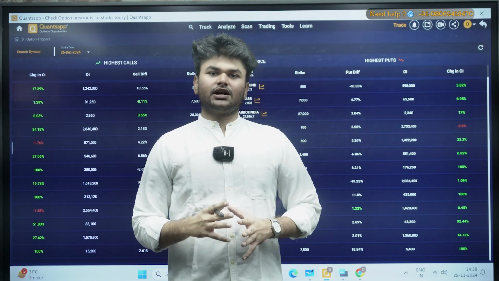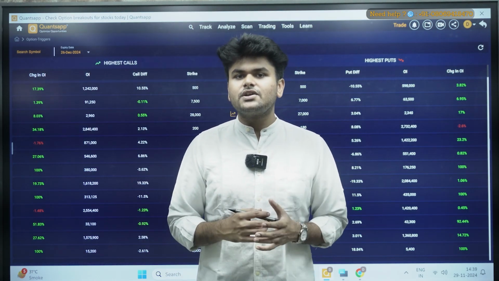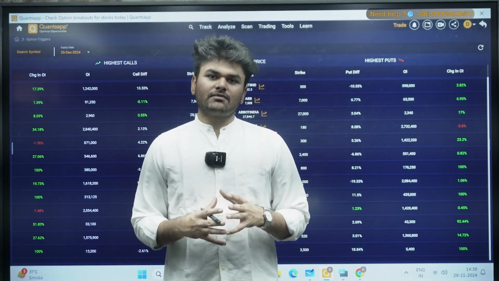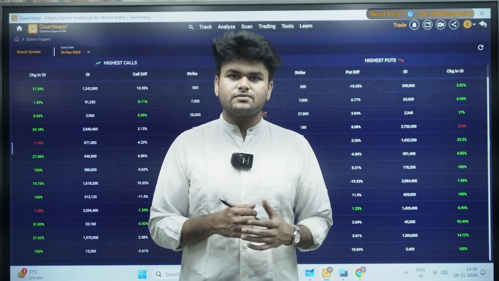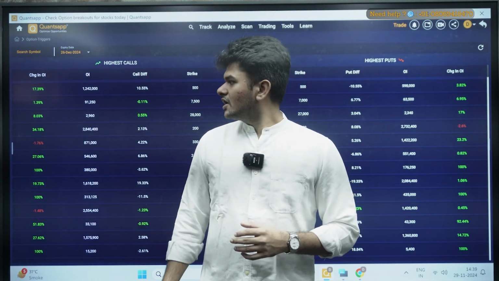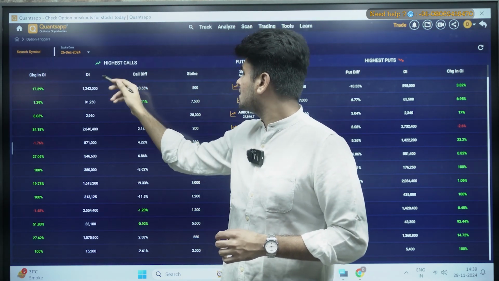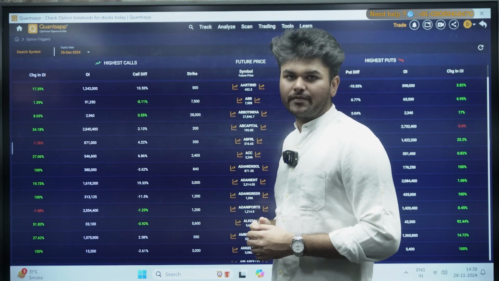Triggers is like a particular trigger, as the name suggests. It helps you identify stocks which can tend to break out. The breakout can go either way: a breakdown or a breakout on the upper side or the downside. If you check out here, you can see the highest call open interest. These are the strikes of the stocks where we are seeing the highest call open interest.